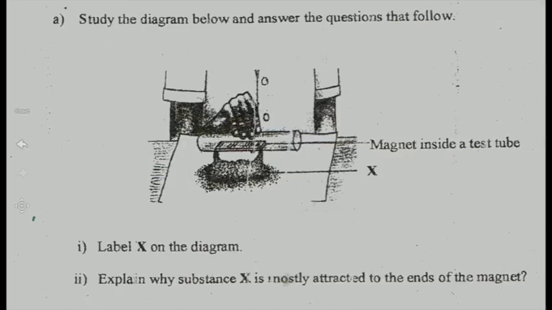We see on the diagram somebody doing an experiment with some equipment. We have a test tube here, and inside the test tube, there is a magnet. And then we have substance X. Now let us answer the questions on the experiment.